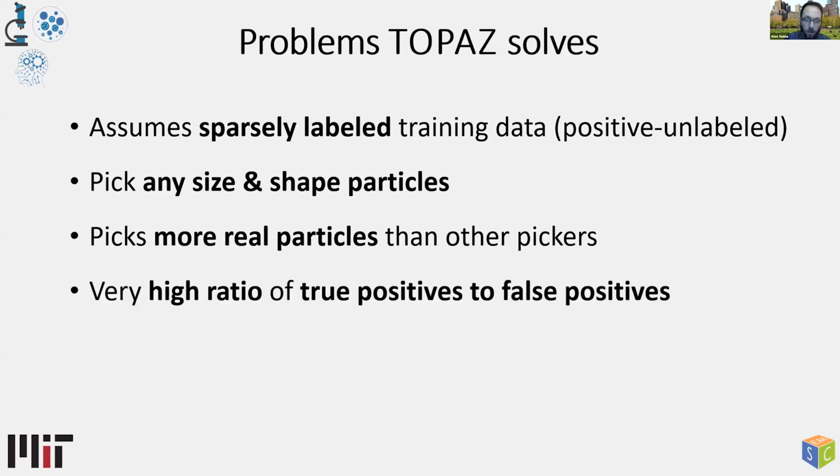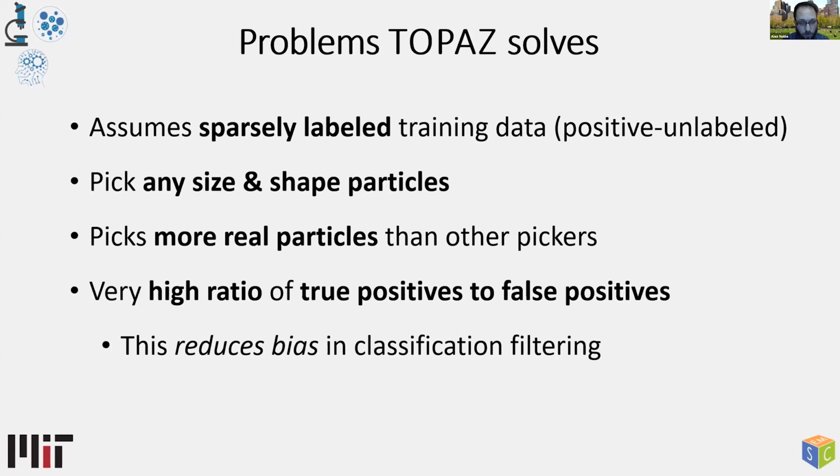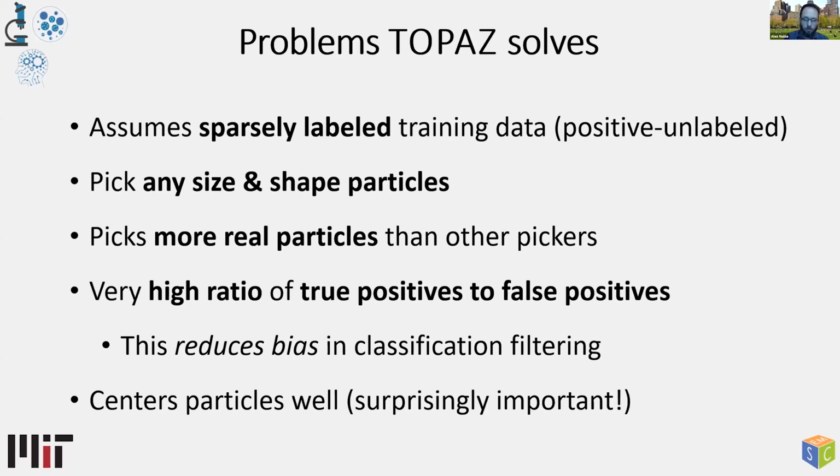I'll show some here. We have in Topaz a very high ratio of true positives to false positives, and this allows for reduced bias and classification filtering. So you're not throwing away good particles in your junk classes. You're just getting primarily good particle picks. And surprisingly, something we found is that Topaz centers particles quite well, and this actually reduces them falling out of classification. So you could maybe try to exhaustively pick an entire micrograph, but actually Topaz will pick better than that exhaustive picking, because then you're still filtering through the junk and the non-well-centered picks.